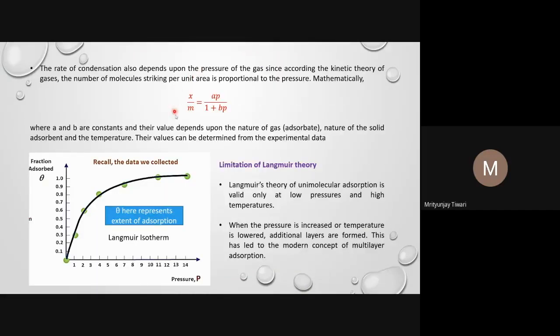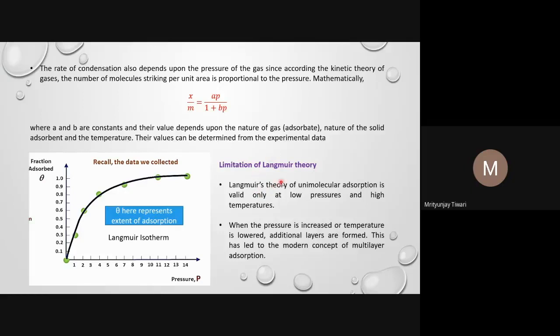With that he gave this equation: the extent of adsorption x by m is equal to ap divided by 1 plus bp, where p is the pressure, and a and b are constants, and one can get the values of a and b from the experimental adsorption isotherm.